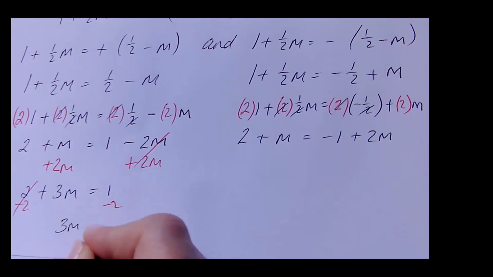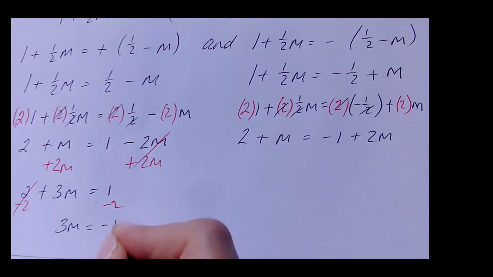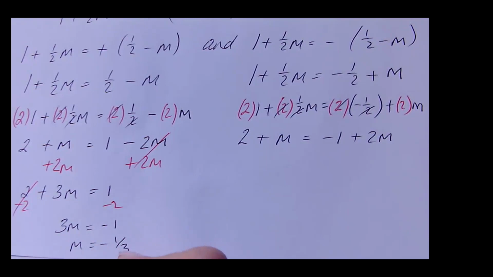And I'm left with 3m is equal to minus 1. Therefore, m is equal to minus 1/3.